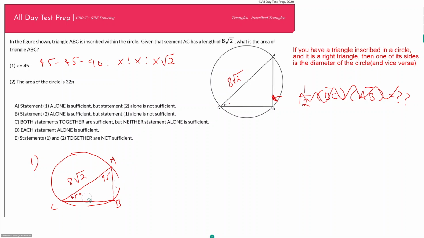that this angle here is 90 degrees. So knowing that this angle here is 45 degrees does not tell us really anything by itself, because it could be true that this angle here is, say, 55 degrees, which means this angle here would be 80 degrees, which means BC is not really a base and AB is not really a height, and therefore we cannot determine really anything just from statement 1 alone, so this is insufficient.